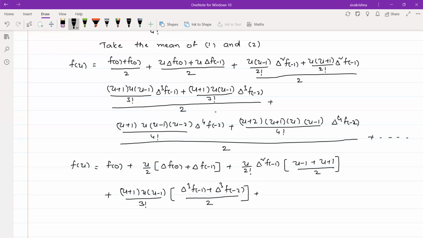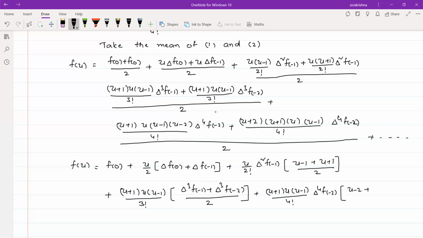Next, coming to the last term. In the term also we are having some terms in common, and the terms are u plus 1 into u minus 1 by 4 factorial into delta power 4 f of minus 2 in common. So after taking common, the remaining terms are, in the last term, after taking u plus 1 into u minus 1 by 4 factorial into delta power 4 f of minus 2, we get only u minus 2.